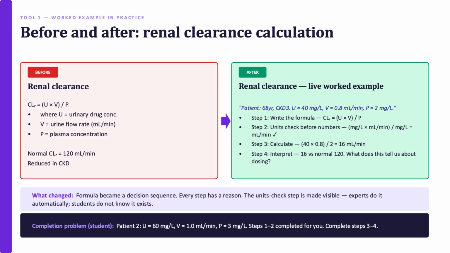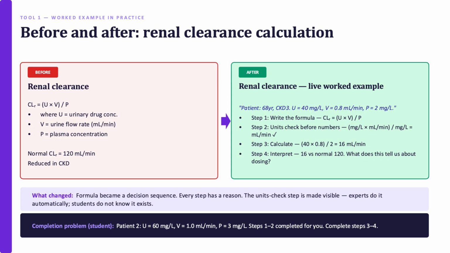Step 1 is to write the formula. Step 2 involves the critical units check, ensuring that milligrams per liter multiplied by milliliters per minute, then divided by milligrams per liter, yields milliliters per minute. Step 3 is the calculation using the patient data, resulting in 16 milliliters per minute. Step 4 is the interpretation, comparing the calculated 16 to the normal 120, which clearly indicates significant reduction and informs dosing adjustments.